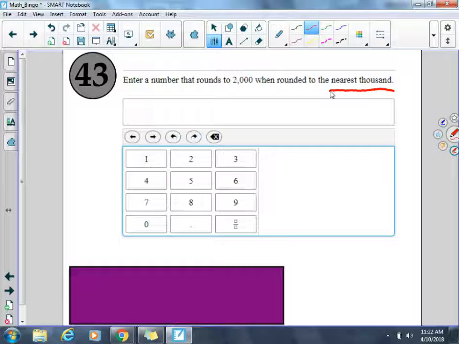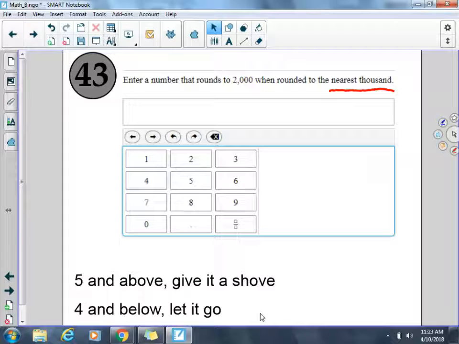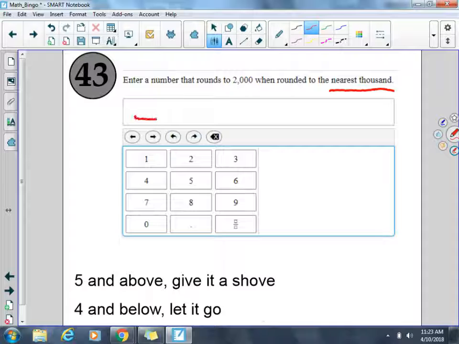All right, well, we've got to look at this. There could be a lot of different answers here. For example, in my class, we know the saying "5 and above, give it a shove, and 4 and below, let it go." And we also know that our neighbor is going to tell us what we need to do. If I'm trying to create a number that I can round to 2,000, I know there's going to be 4 digits, and I know the thousands place is the place I'm going to try to round. When I'm all done, I want the thousands place to be a 2.